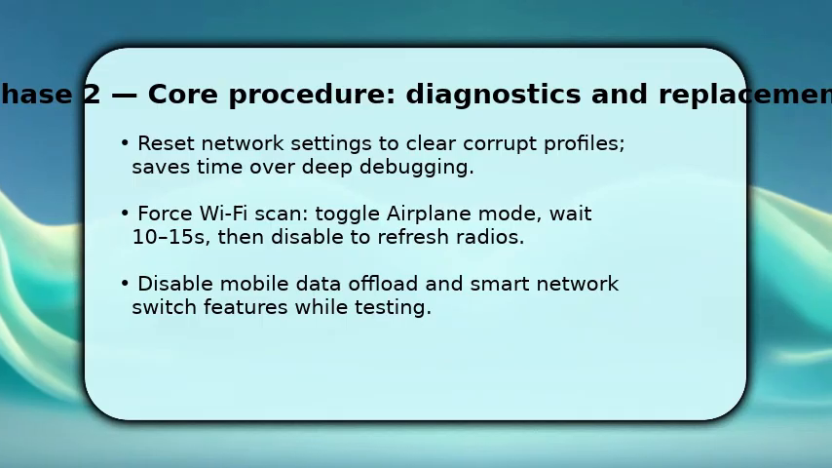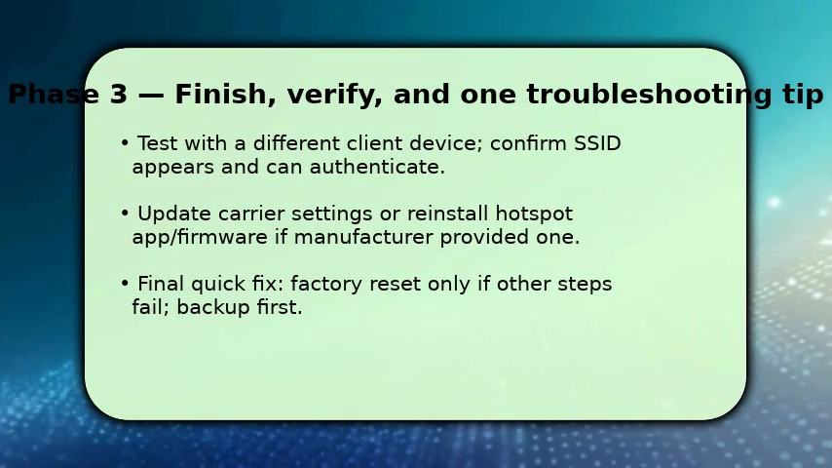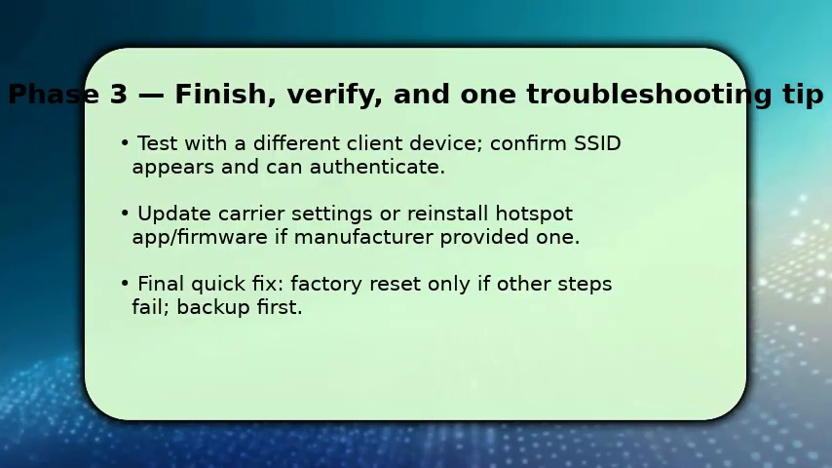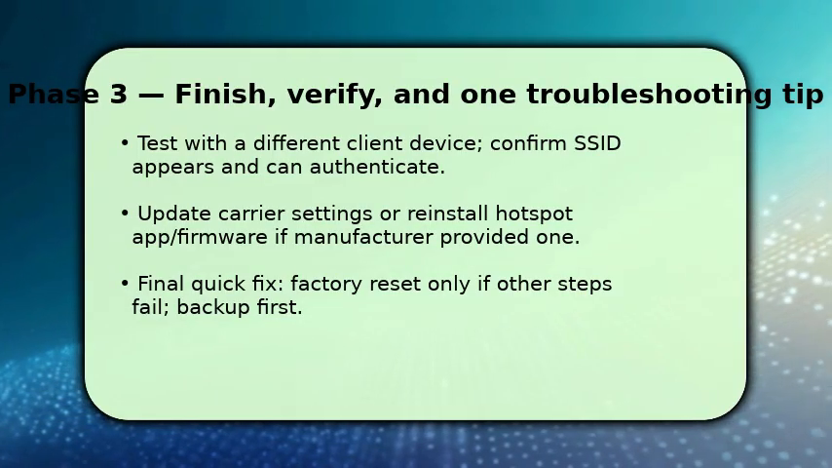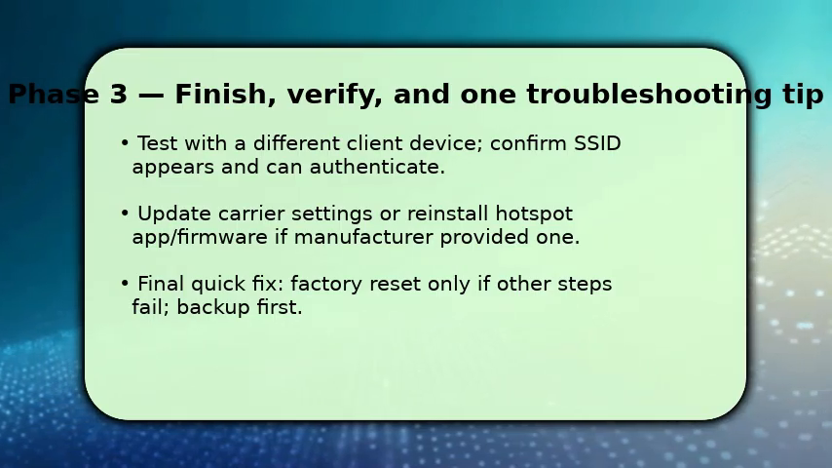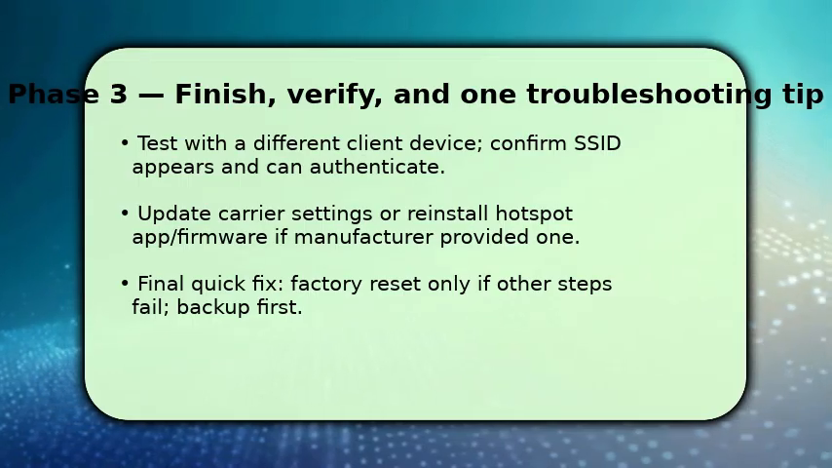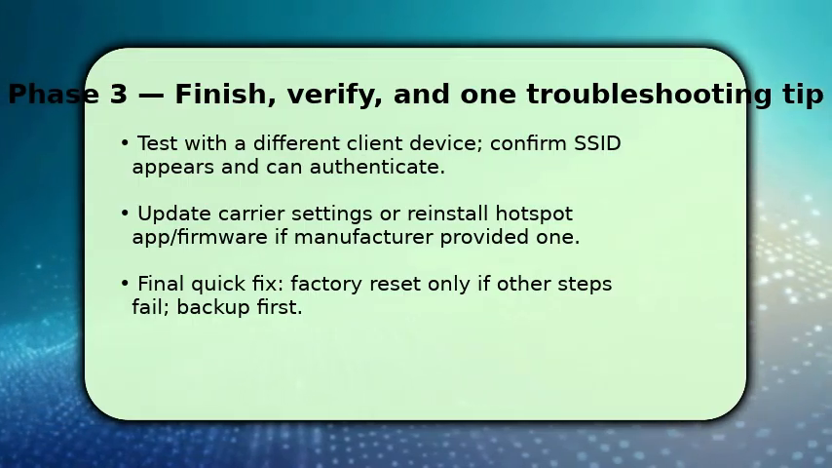Finish by verifying the hotspot from a client and applying final fixes. Try connecting a different phone or laptop to confirm whether the SSID appears. This isolates whether the issue is the host device or the client. If the SSID still does not show, update carrier settings and any vendor hotspot firmware or apps, then reboot.